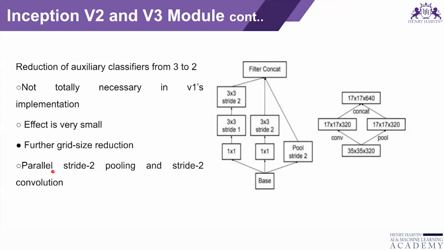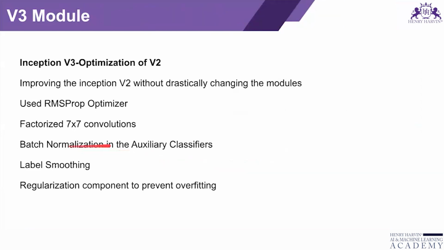Further grid size reduction, parallel stride, to pooling and stride to convolution. Okay, so these are all the topics we had discussed. What is stride? Okay, how many steps we are moving in each step? That is called stride. And what is padding? We observe the size of output is smaller than input. Okay, so to maintain the dimension of output as input, we call it padding. Okay, so you have to apply all these techniques to make a neural network.